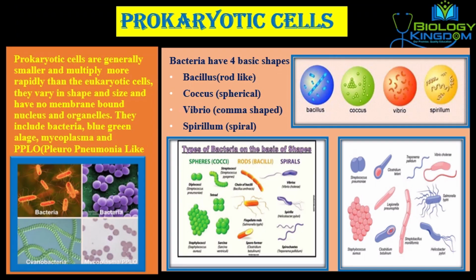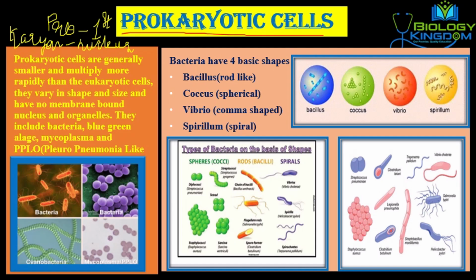The word pro itself indicates that they were first initially discovered. Now karyon here indicates nucleus. So these cells were discovered first, and karyon means nucleus. That is the reason they are given the name prokaryotic cells.